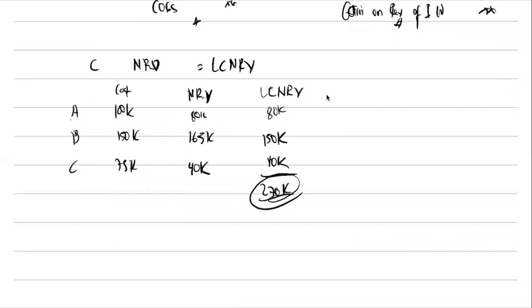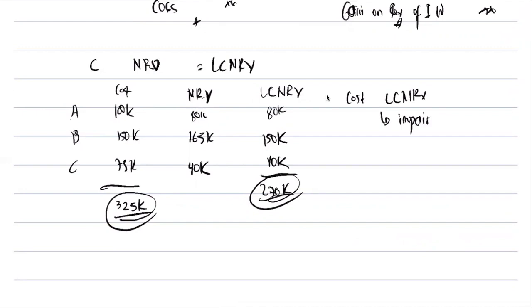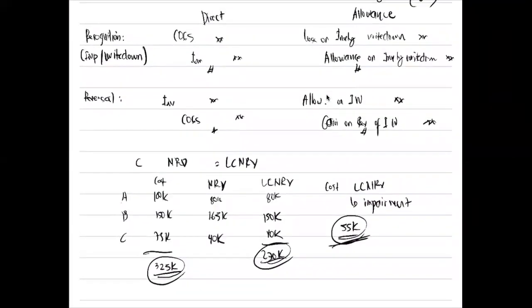So the total cost here is 100 plus 150 plus 75, so this will give us 325,000. The difference between the cost and the LCNRV is the impairment. So we have here an impairment amounting to 55,000 pesos. So how do we record it? If that is direct, we debit COGS 55,000, credit inventory 55,000. If that is allowance, loss on inventory write-down 55,000, allowance on inventory write-down 55,000. Clear? Okay. How about a reversal?